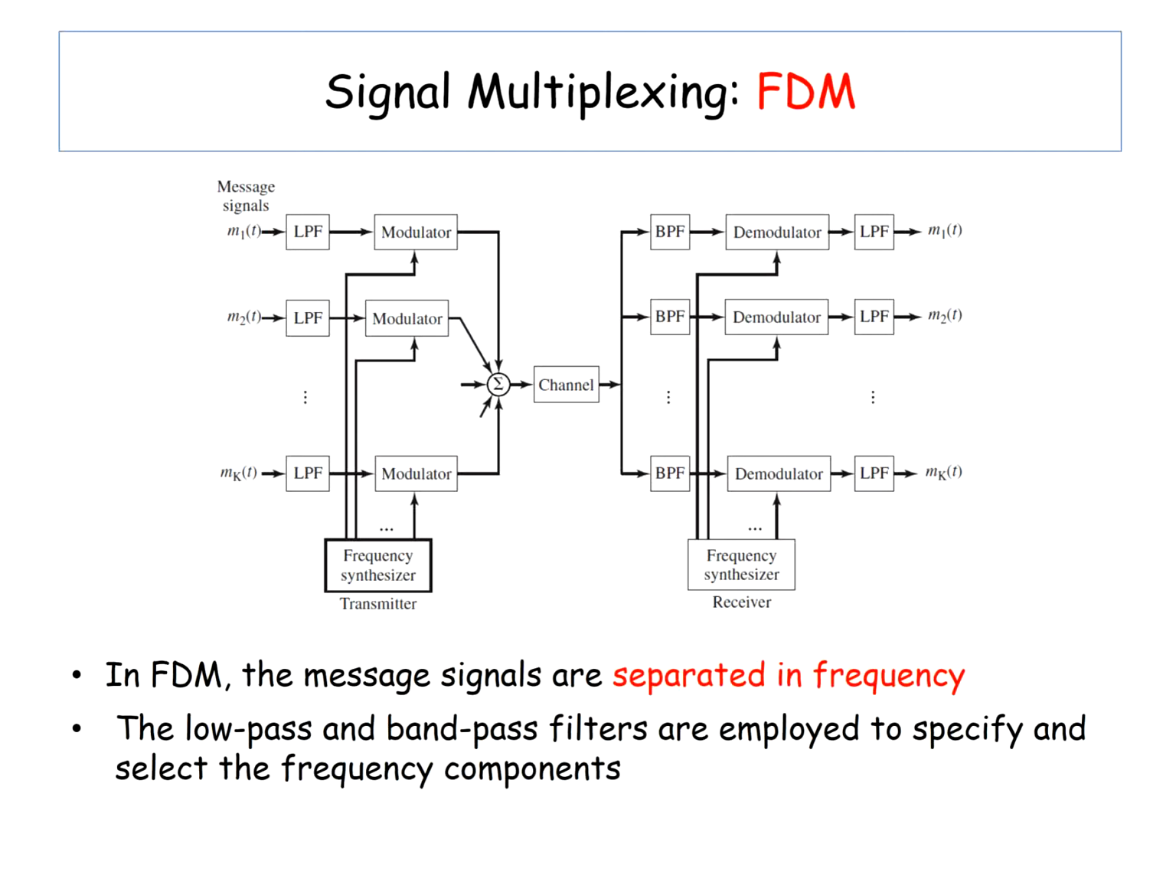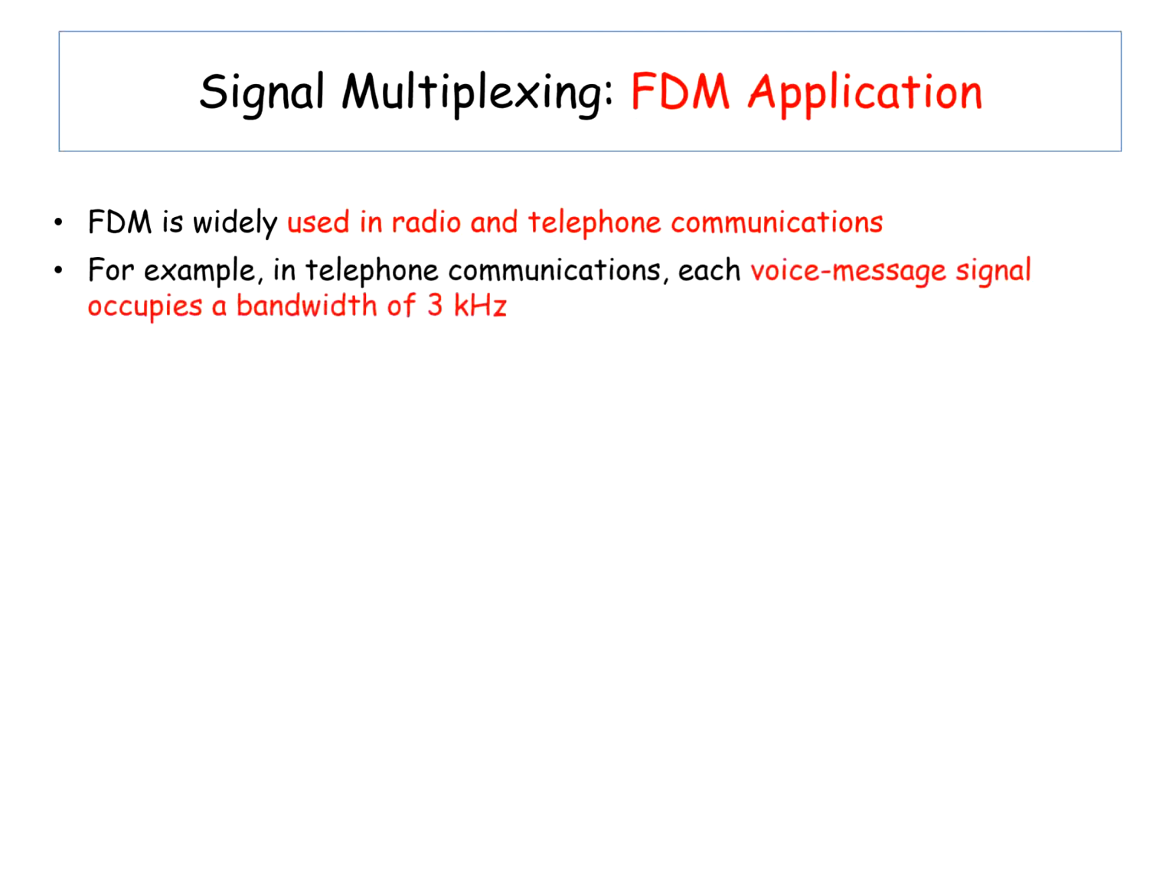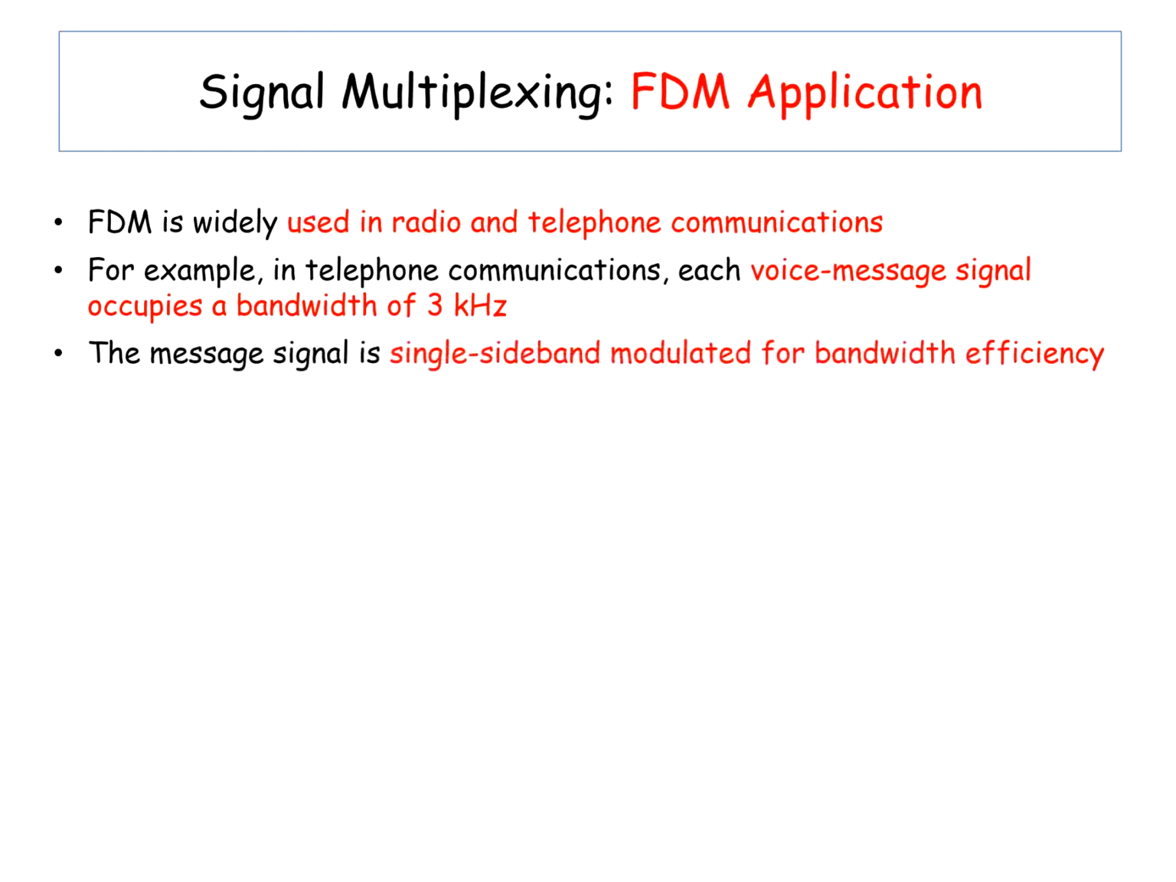In the figure, a generic FDM-based system is illustrated. In the FDM, the message signals are separated in frequency by using different carrier frequencies. The low-pass and band-pass filters are also employed to specify and select the frequency components. FDM is widely used in radio and telephone communications. For example, in telephone communications, each voice message signal occupies a bandwidth of 3 kHz. The message signal is single sideband modulated for bandwidth efficiency.